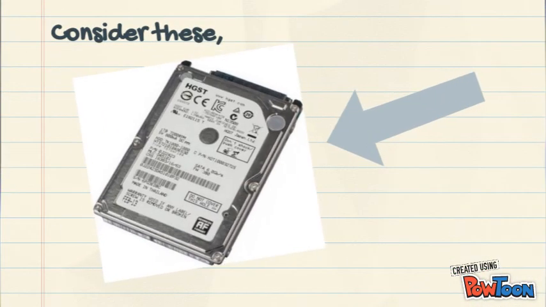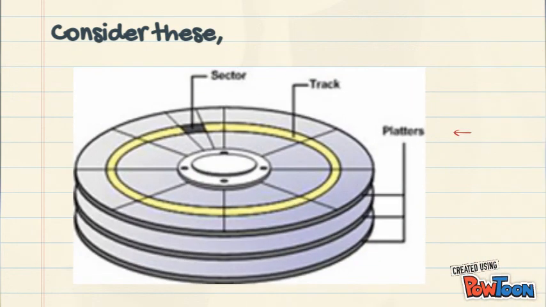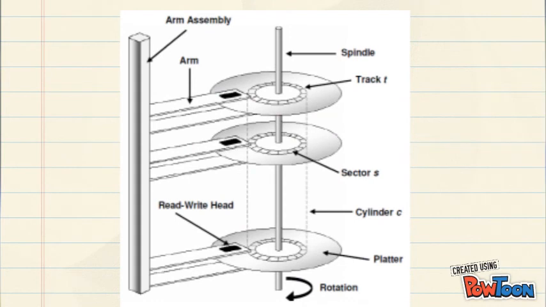Consider these. A hard disk drive is a collection of plates called platters. The surface of each platter is divided into circular tracks. Furthermore, each track is divided into smaller pieces called sectors. A group of tracks that are positioned on top of each other form a cylinder. There is a head connected to an arm for each surface, which handles all I/O operations.